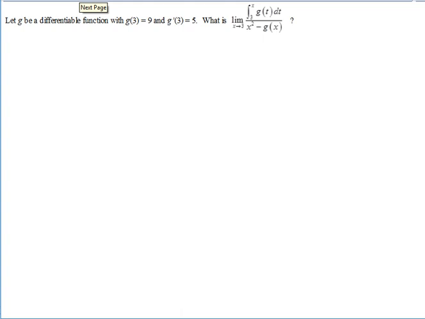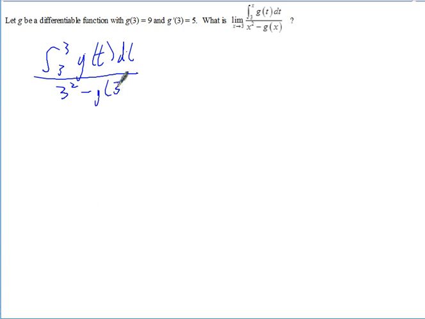Take a look at another one, it's a little bit different. Again, in this case, the integral from 3 to 3 of g of t dt over 3 squared minus g. So that's just going to be 0 over, because again, going from any number to itself is just 0. And you get 3 squared of 9 minus g of 3, is 9. So you do get 0 over 0. So we can use L'Hopital's rule.